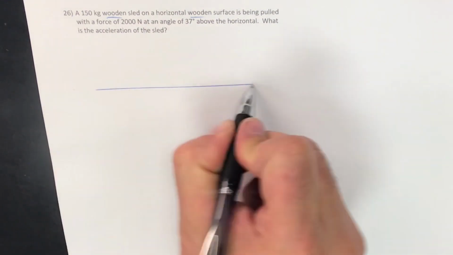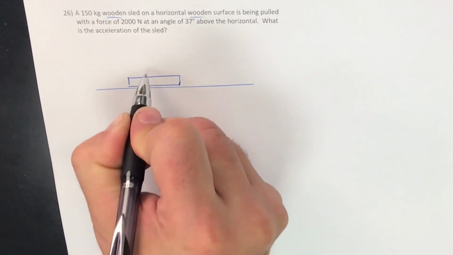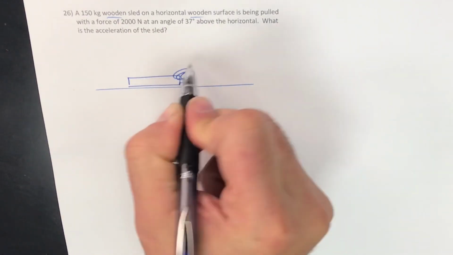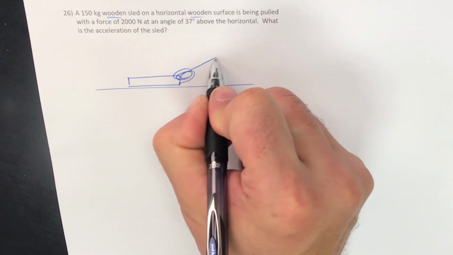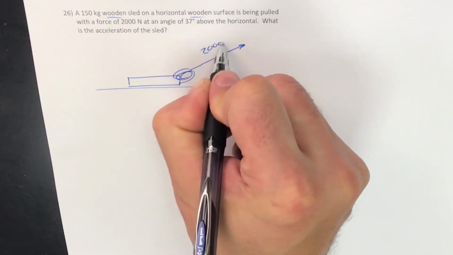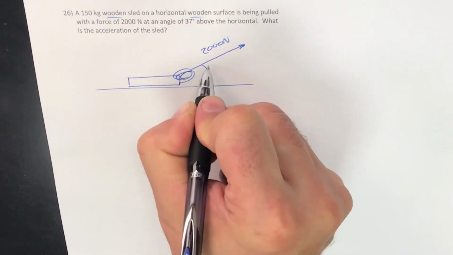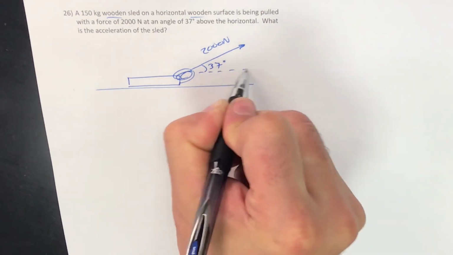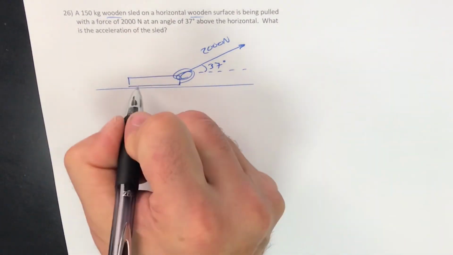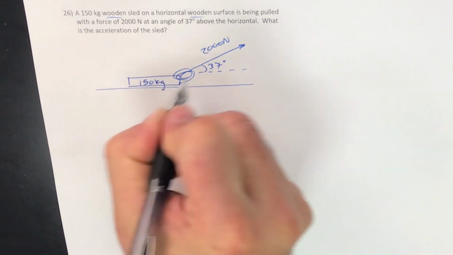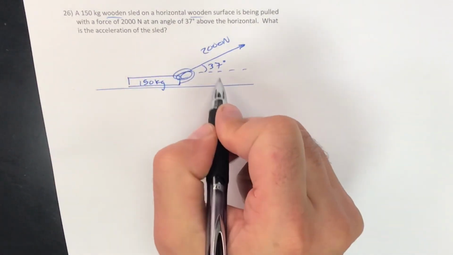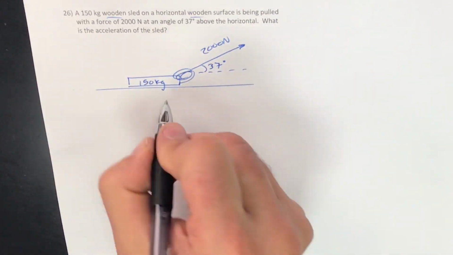Similar to a problem we did before. Here's a surface. Here's the sled. Anyway, so there's the sled. You're pulling this thing along with a 2,000 newton force at an angle of 37 degrees above the horizontal, 150 kilograms. What's the acceleration of the sled?